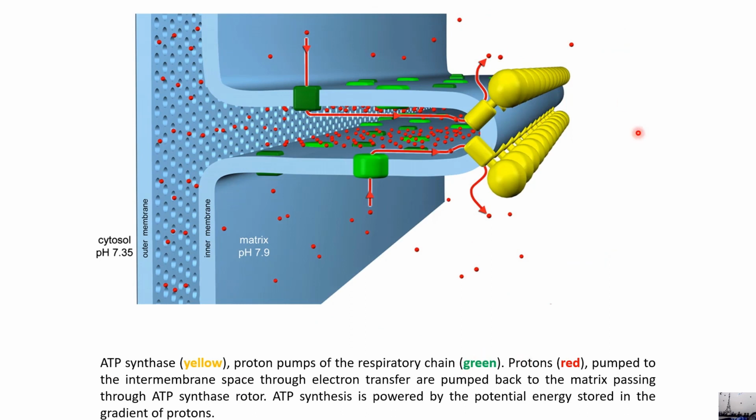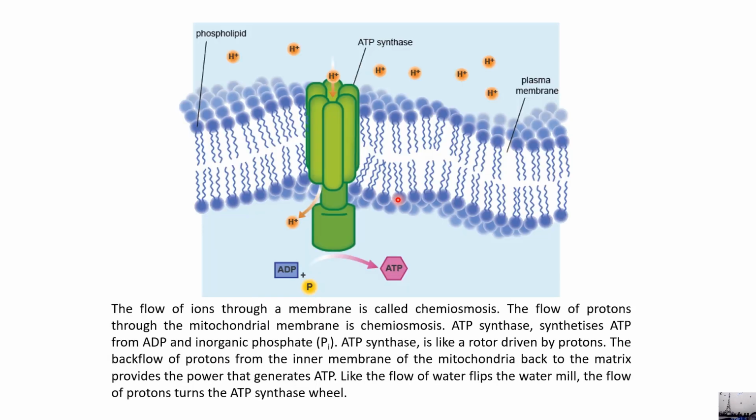So this is ATP synthase. Proton pumps of the respiratory chain pump protons to the intermembrane space through electron transfer, and the protons are pumped back to the matrix, passing through the ATP synthase rotor. And ATP synthesis is powered by the potential energy stored in the gradient of protons.